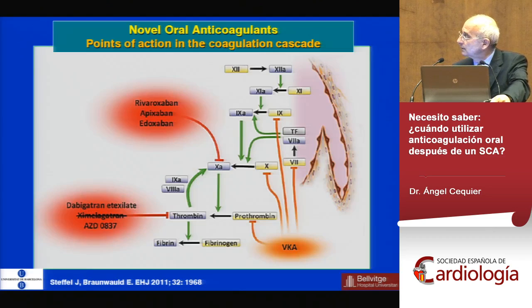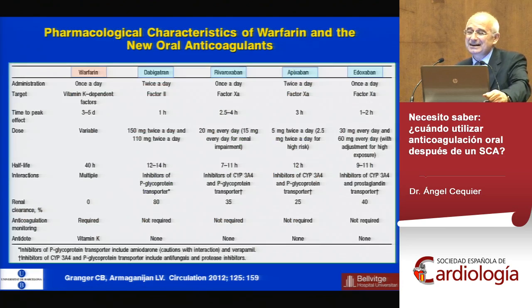Sin embargo, en el momento actual disponemos de una serie de nuevos anticoagulantes con un mecanismo de acción marcadamente diferente. Mientras que los antagonistas de la vitamina K actúan en estos niveles de la anticoagulación, los nuevos anticoagulantes orales, rivaroxaban, apixaban o edoxaban, provocan una inhibición directa a nivel del factor Xa, o el dabigatran, una inhibición directa a nivel de la trombina. Y estos fármacos, además, tienen unas características farmacológicas muy ventajosas.